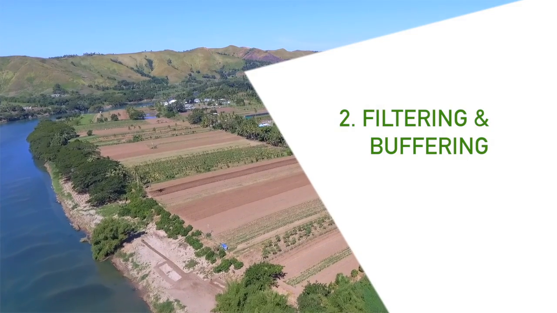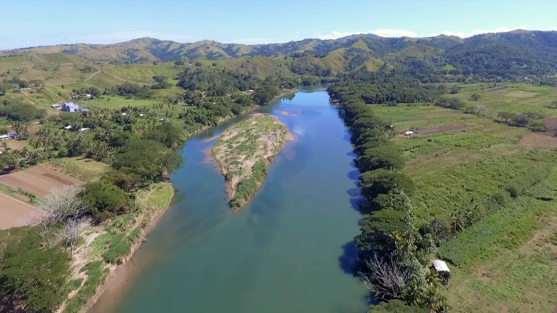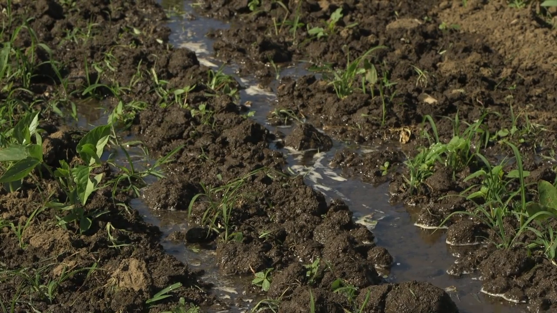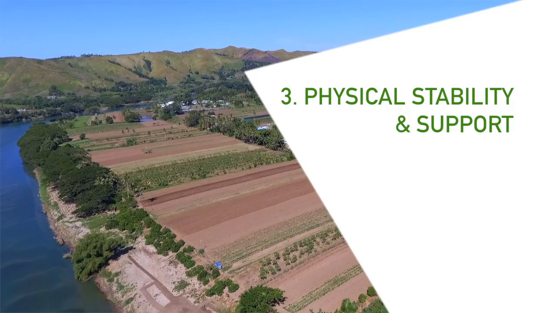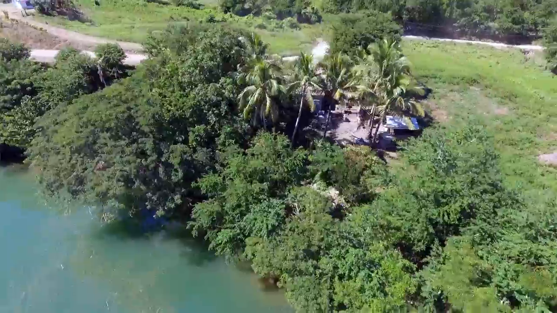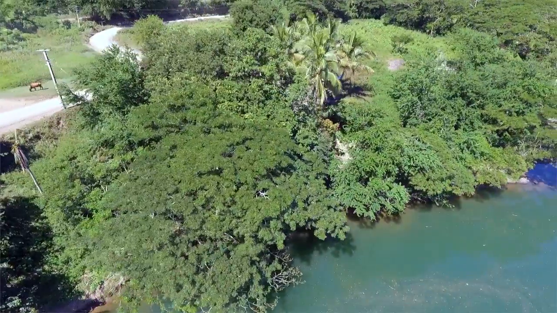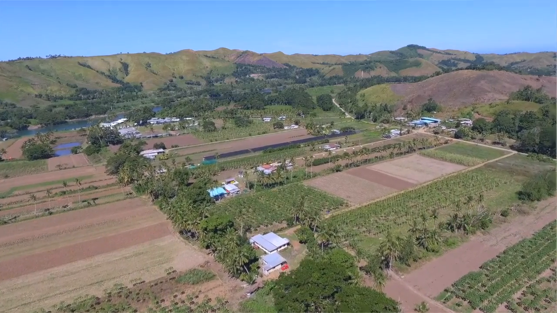The second function is filtering and buffering. Soil acts as a filter to protect the quality of water, air, and other resources. Toxic compounds or excess nutrients can be degraded or otherwise made unavailable to plants and animals. Physical stability and support is the third function. Here, soil has the ability to maintain its porous structure to allow passage of air and water, withstand erosive forces, and provide a medium for plant roots. Soils also provide anchoring support for human structures.